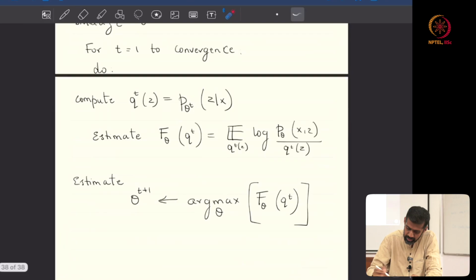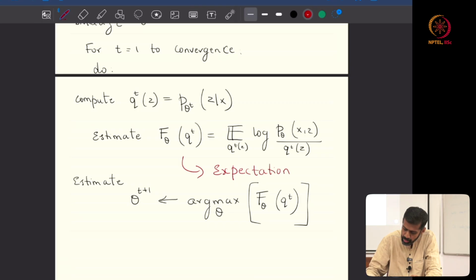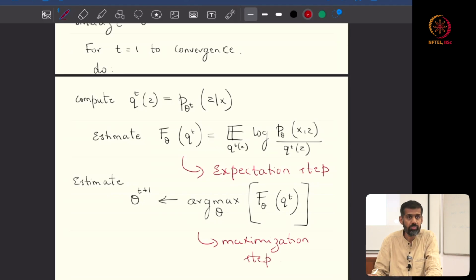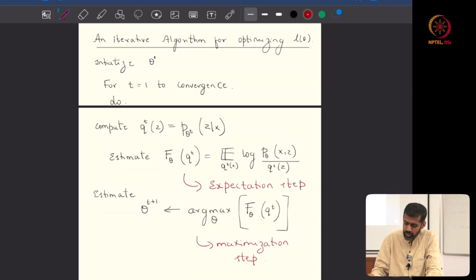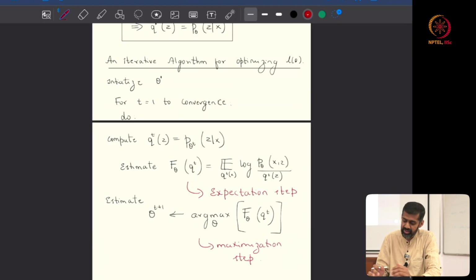Okay, so this is exactly what the expectation maximization algorithm is. This step is called the expectation step. And this is the maximization step. So now before you ask questions, just stare at the algorithm first, understand the algorithm.